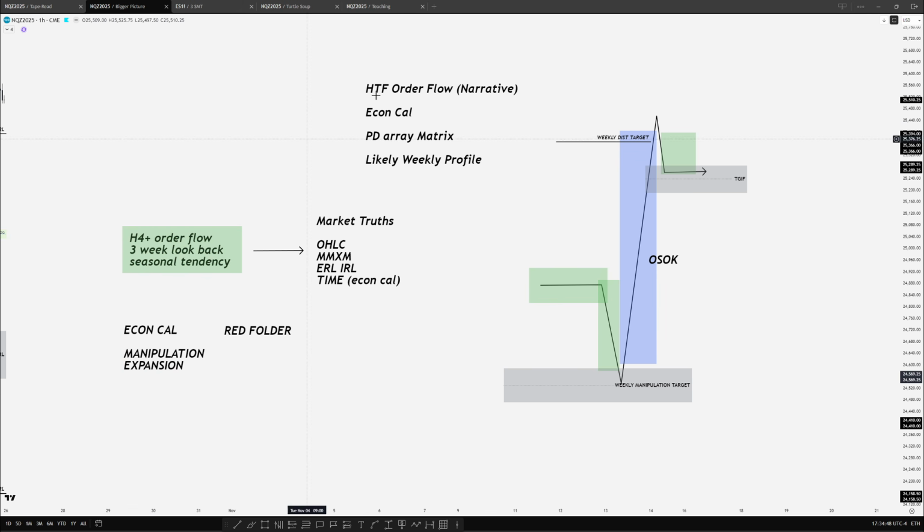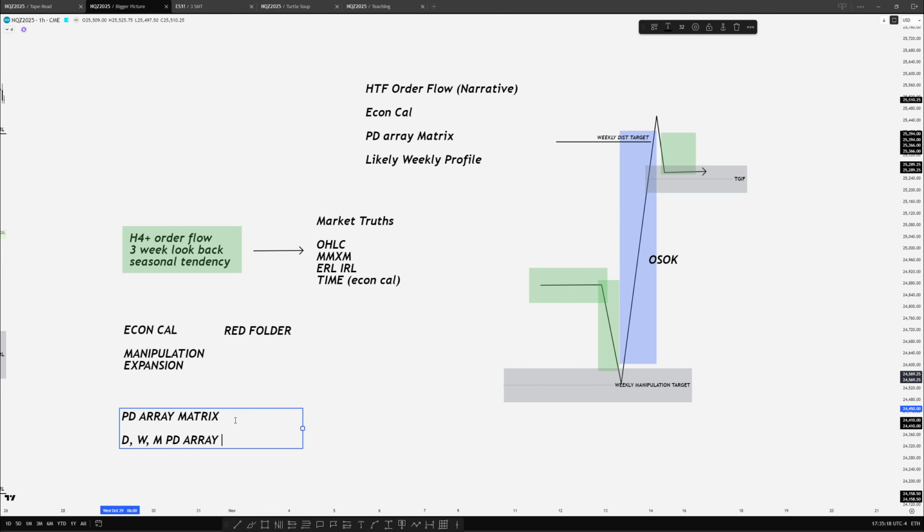So higher time frame order flow, economic calendar, and now PD array matrix is what we're going to be using to determine what these targets from the higher time frame PD array to higher time frame PD array is likely to be. All right, so I'm going to pull this straight from the ICT core content month 7, so there's no disparity, but preferably you want to be finding a daily, a weekly, or a monthly PD array.